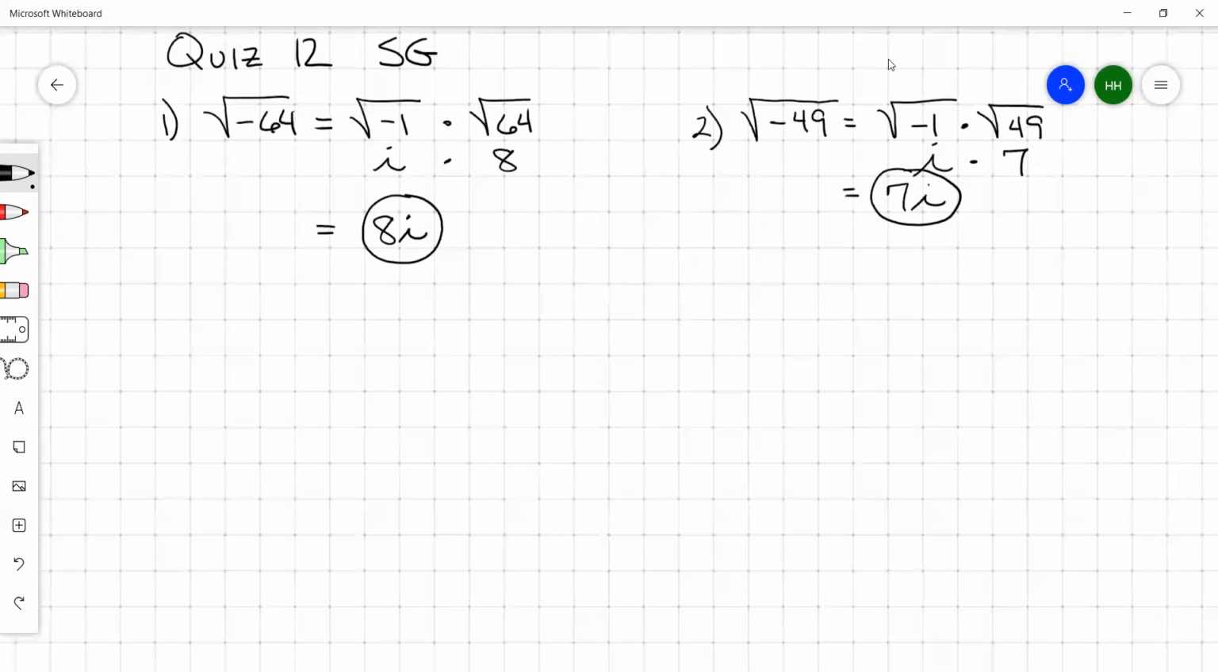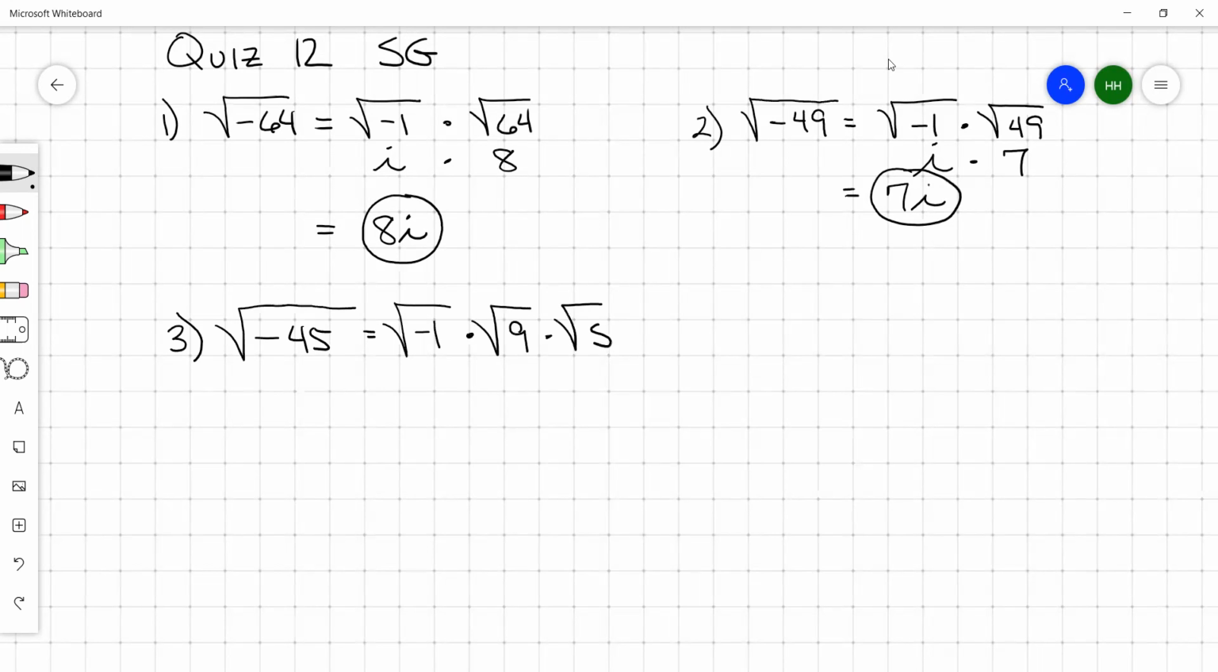Number 3 is the square root of negative 45, which is the square root of negative 1 times the square root of 9 times the square root of 5, because 9 times 5 equals 45. So then we simplify the square root of negative 1 as i. The square root of 9 is equal to 3. And the square root of 5 is in simplest form.